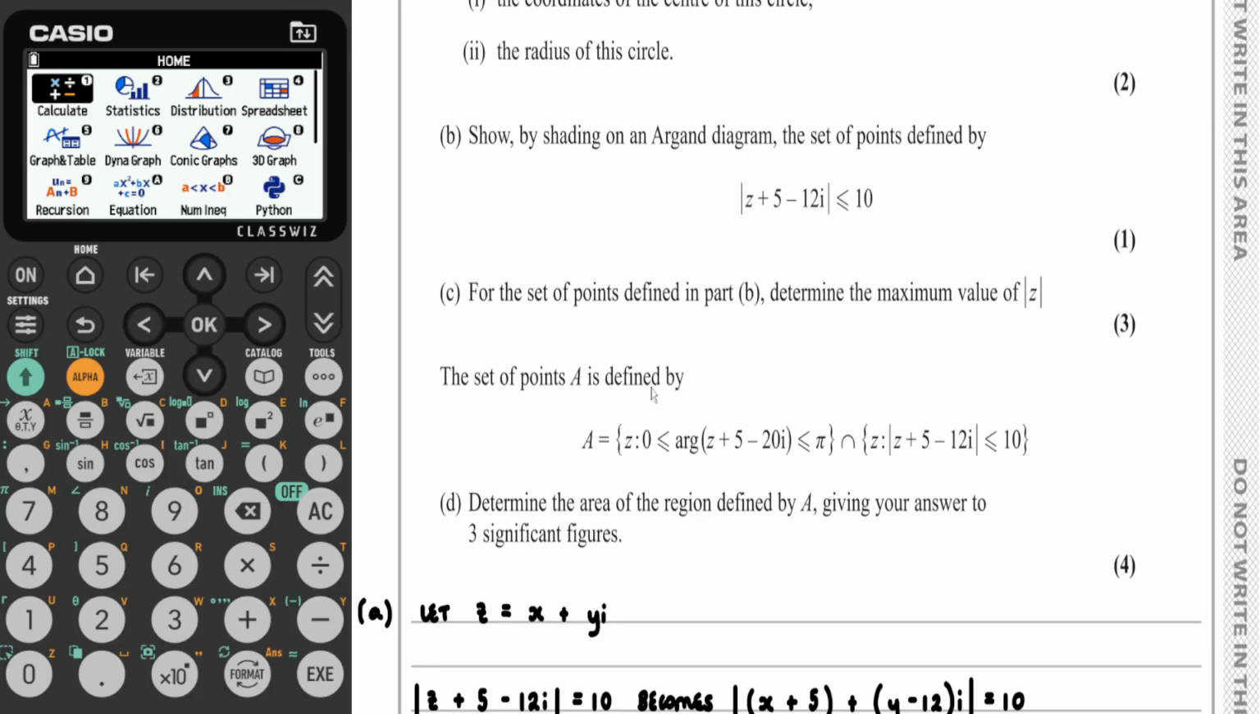The set of points A is defined by A equals, well, we've got the argument of z plus 5 subtract 20i being greater than or equal to 0 but less than or equal to pi, and we've got the mod of z plus 5 subtract 12i is less than or equal to 10. Part D. Determine the area of the region defined by A, giving your answer to 3 significant figures.